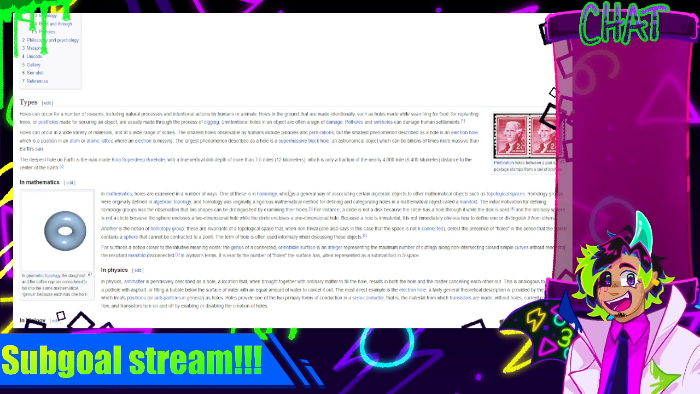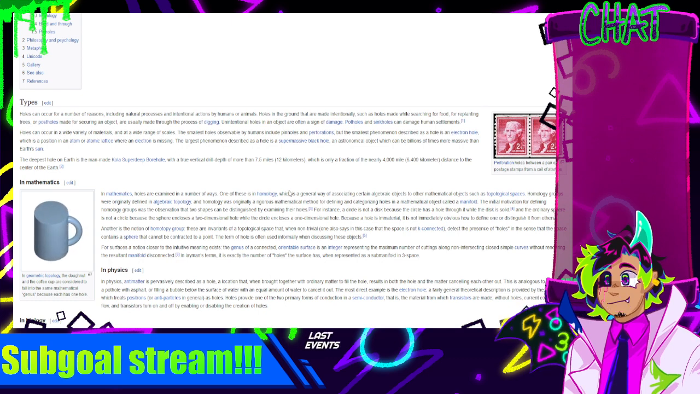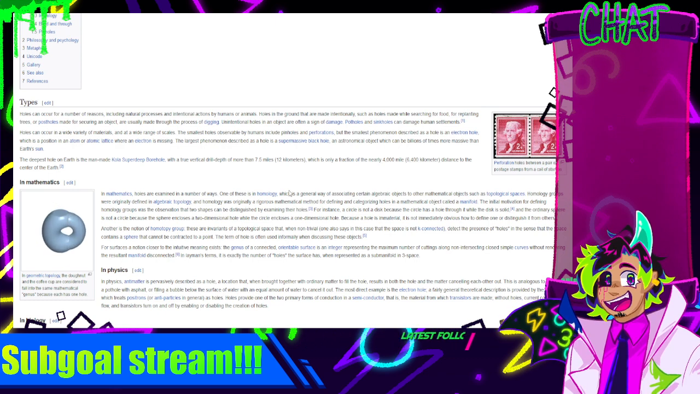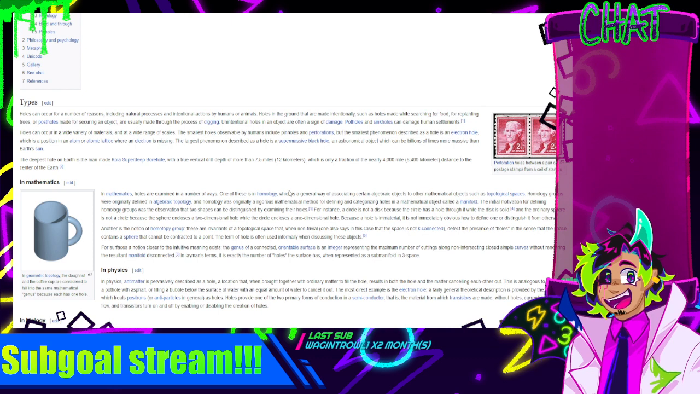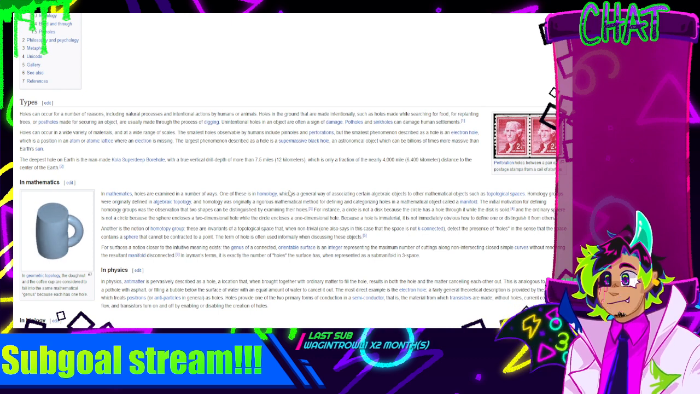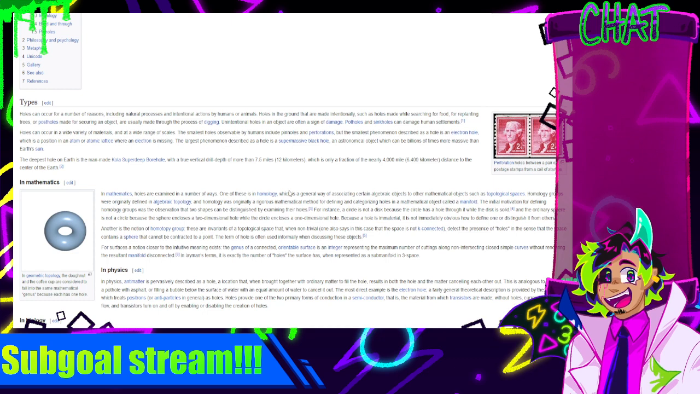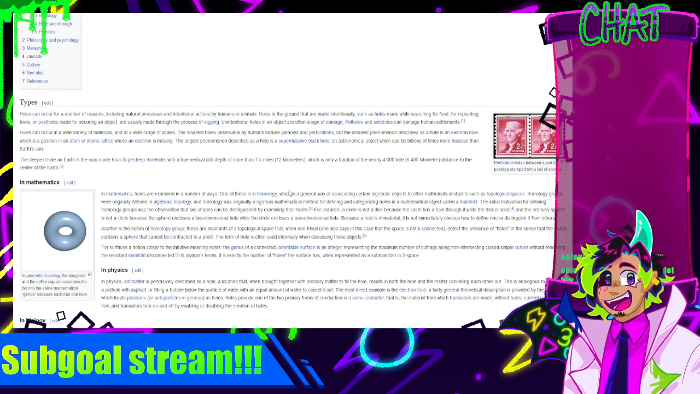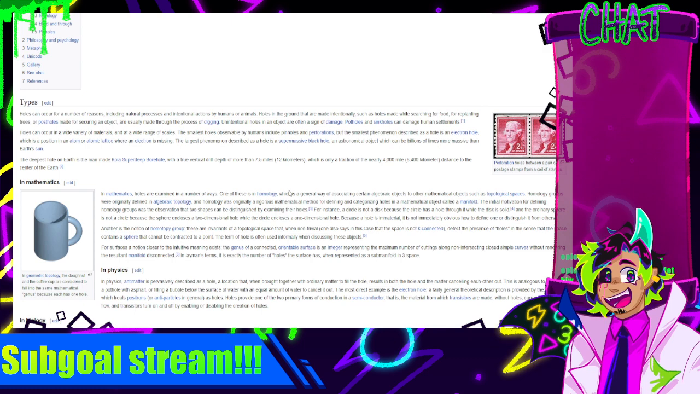The smallest holes observable by humans can include pinholes and perforations, but the smallest phenomenon described as a hole is an electron hole, which is a position in an atom or atomic lattice where an electron is missing. The largest phenomenon described as a hole is a supermassive black hole, an astronomical object which can be billions of times more massive than Earth's sun.